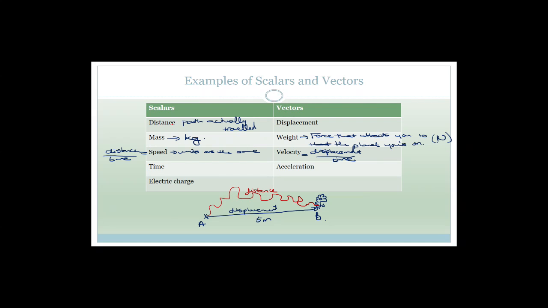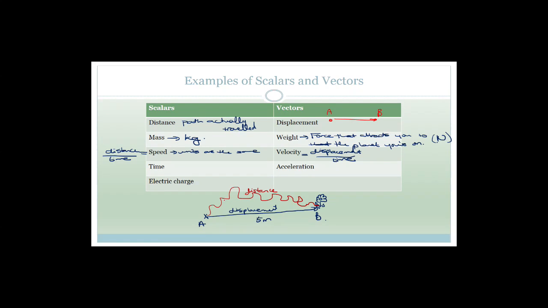We spoke about distance, which is the path actually traveled, whereas displacement is basically the shortest distance from point A through to point B. Okay. Mass is measured in kilograms, and weight is the force that attracts you to the planet you're on. Now, speed is distance over time, whereas velocity is displacement over time.